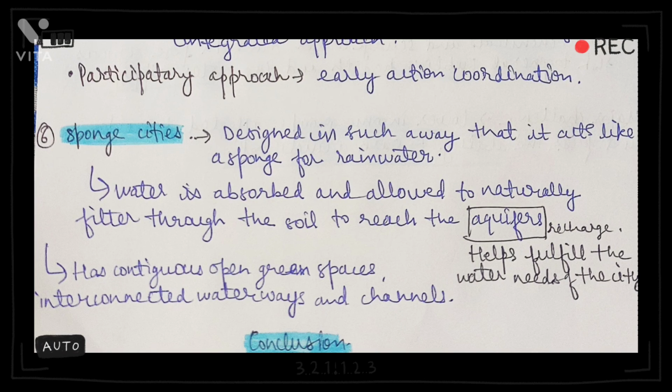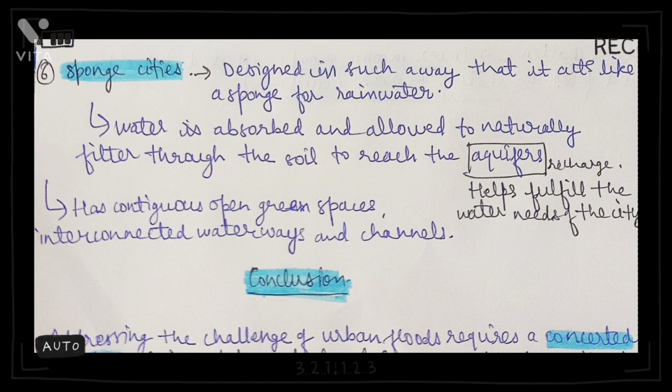Sponge cities. Sponge cities are designed in such a way that they act like a sponge for rainwater. Water is absorbed and allowed to naturally filter through the soil to reach the aquifers. Aquifer recharge helps fulfill the water needs of the city. Sponge cities have contiguous open green spaces and interconnected waterways and channels.